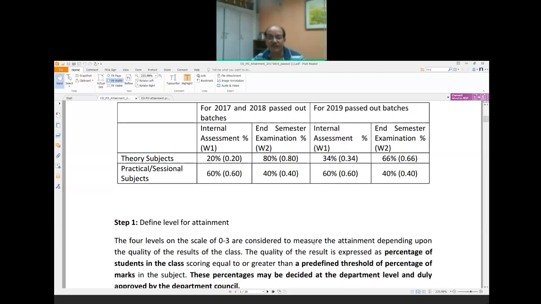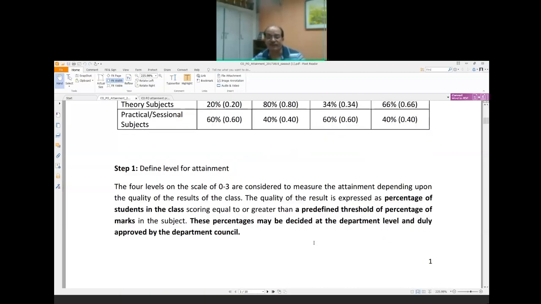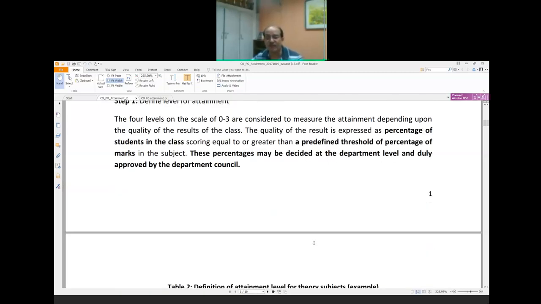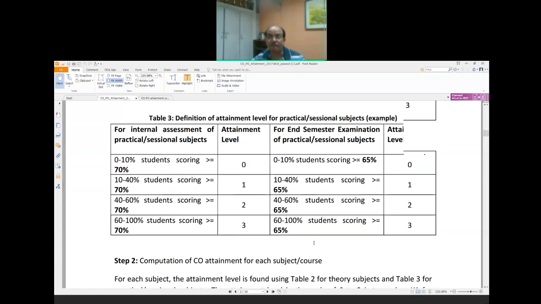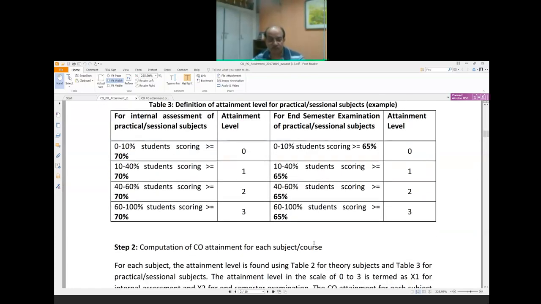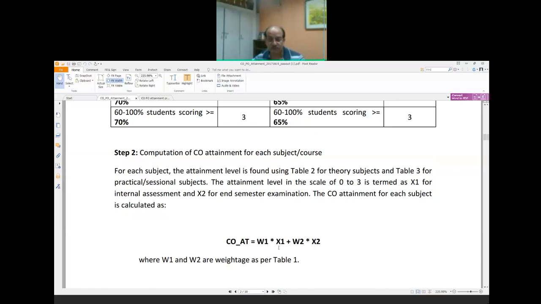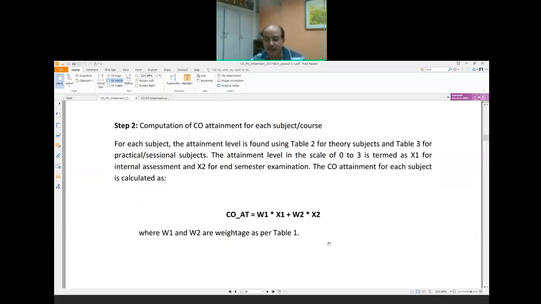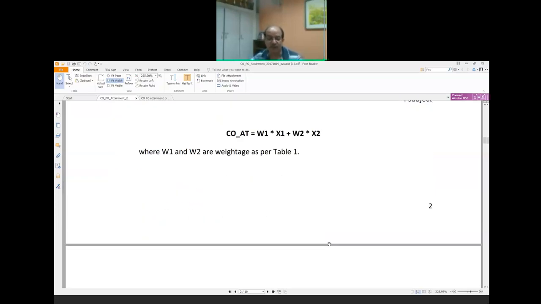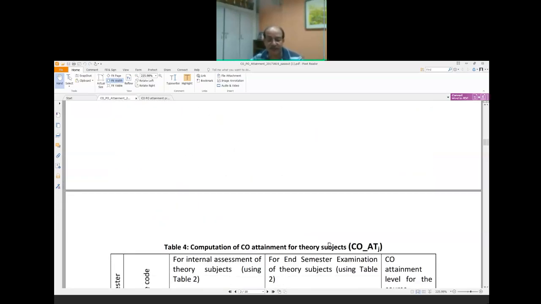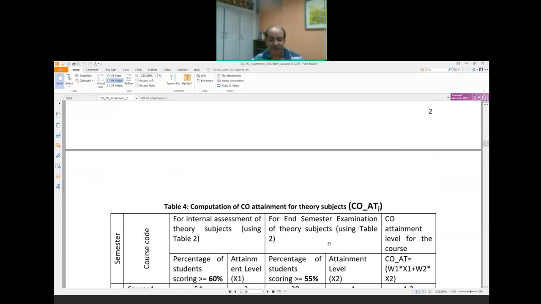If I look at our table 1, there we have defined this particular level set. My W1, W2 are defined there. So this is what we see, CO attainment equals W1 into X1 plus W2 into X2, where W1 and W2 are the weightages as per table 1.